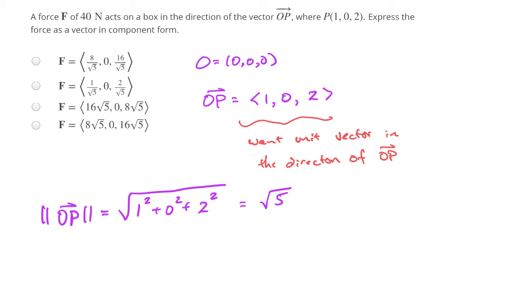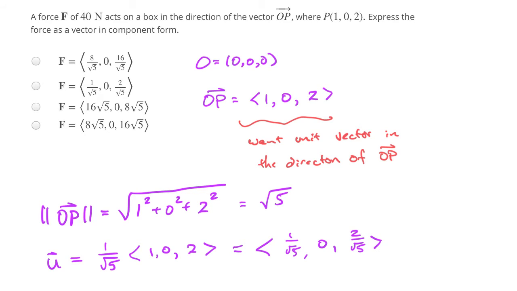And so the unit vector, u, that's in the direction of OP is then just going to be the OP vector scaled by 1 over its magnitude. And so we have (1, 0, 2), which, if we distribute that scalar, we have 1 over root 5, 0, and 2 over root 5. So this gives us the unit vector in the direction that we want to go.